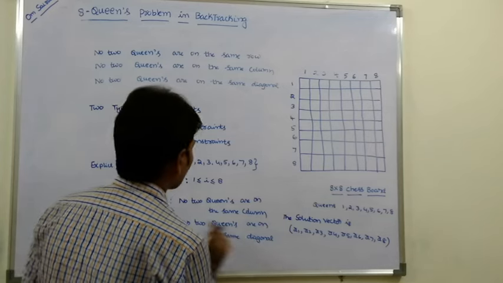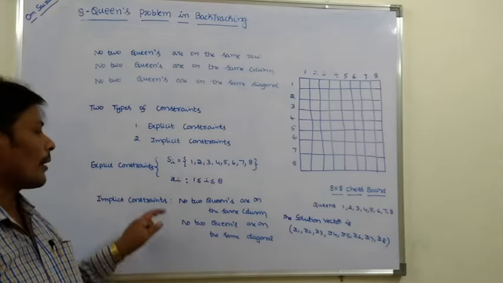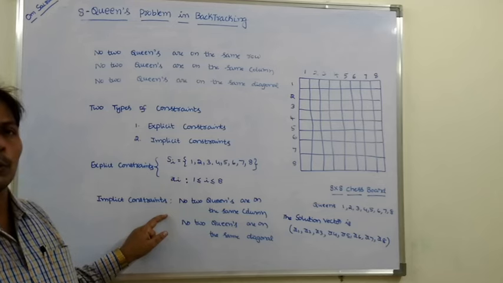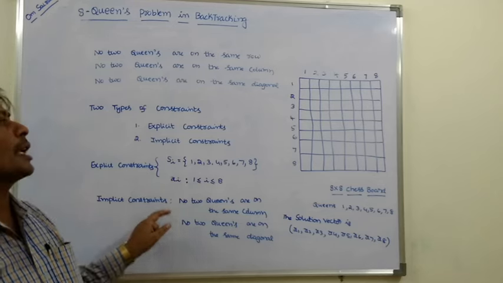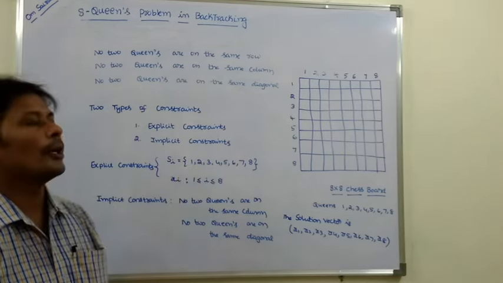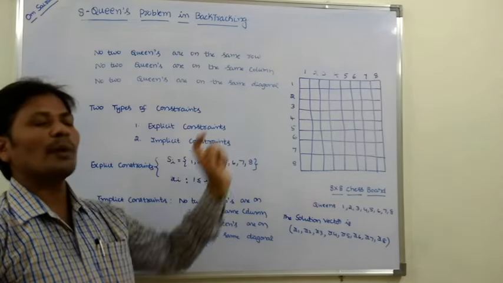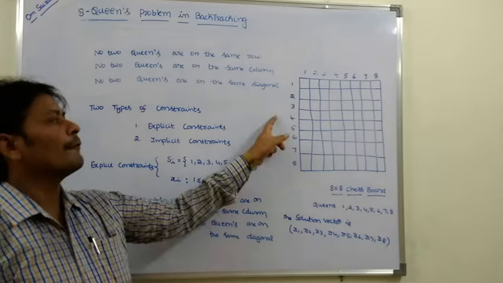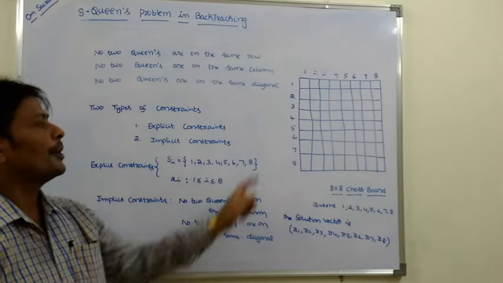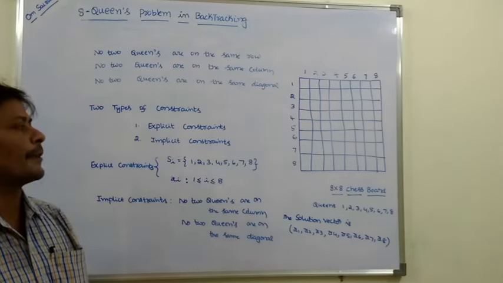We are not mentioning the rows. According to the rule, queen 1 can be placed on the first row, queen 2 can be placed on the second row, queen 3 can be placed on the third row, queen 4 can be placed on the fourth row, queen 5 can be placed on the 5th row.